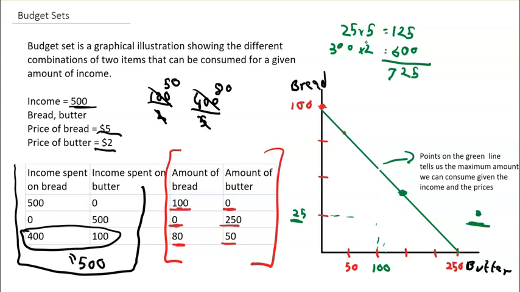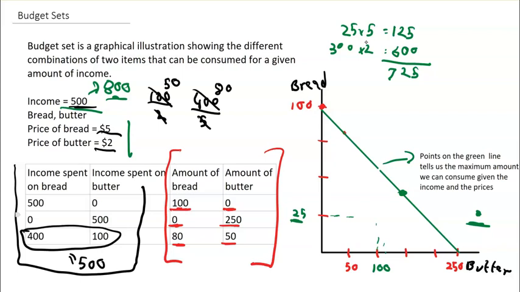So from here we can easily see what will happen if income changes. What if income goes up from $500 to $800? We have to redo the table, but even without doing any calculation, we can see that with more income, if prices are the same, we are able to consume more of bread and butter. So our budget set will therefore get bigger or increase in size.